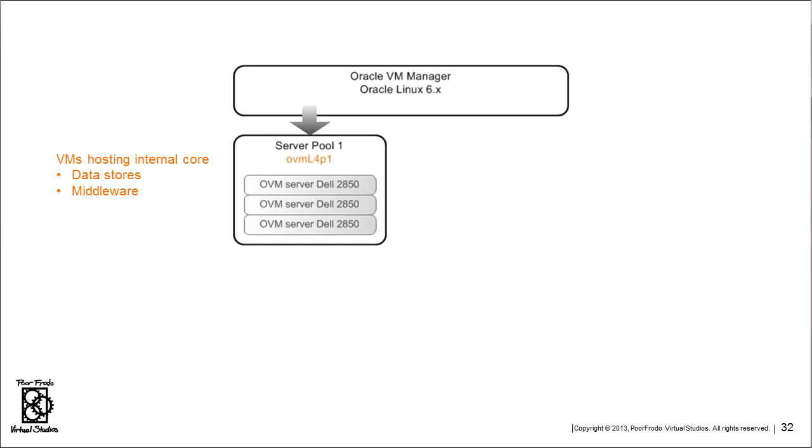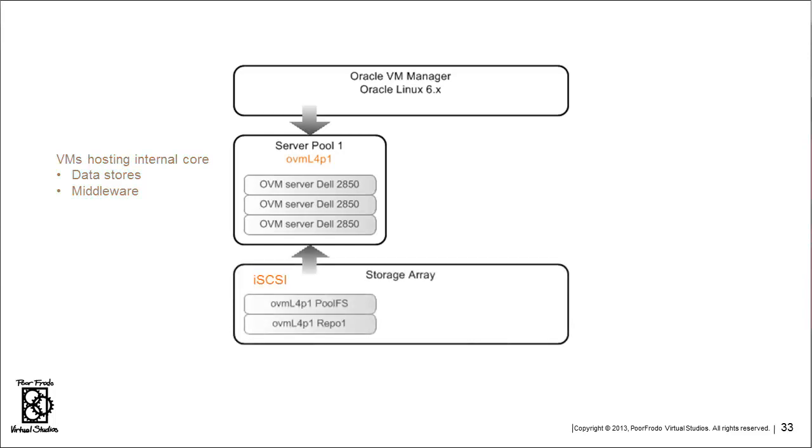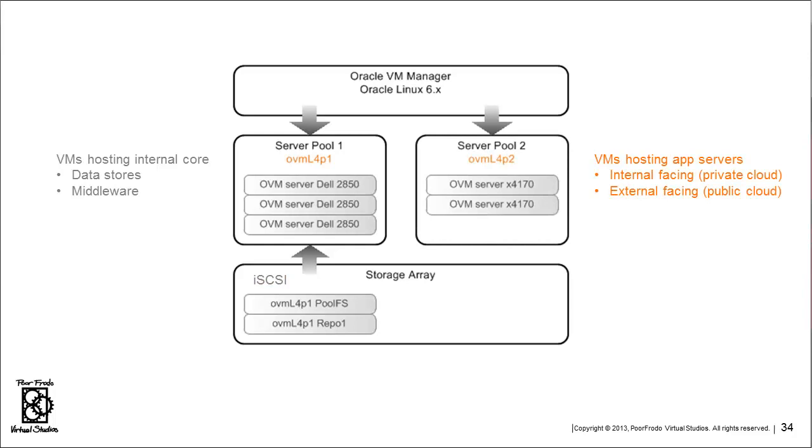Server Pool 1 will host Oracle VM guests running data stores and middleware. All I have is some pretty old equipment, but it will do for our purposes. So we will build a 3-node server pool with Dell 2850s. We will present the pool FS and storage repository for Server Pool 1 using iSCSI. Now, Server Pool 2 will be created with two X4170s and will host our internal facing private cloud application servers as well as our external facing public cloud application servers. And we'll present the pool FS and storage repository for Pool 2 using NFS.